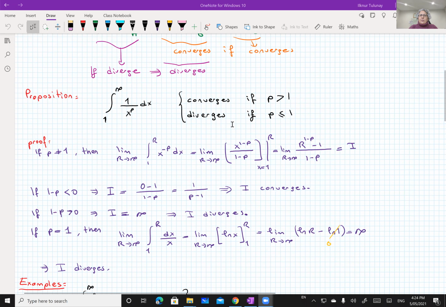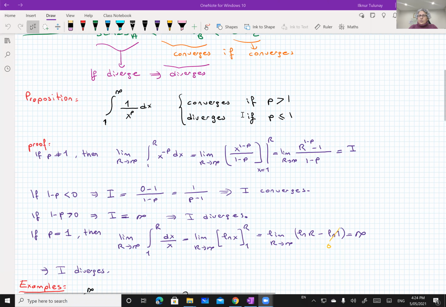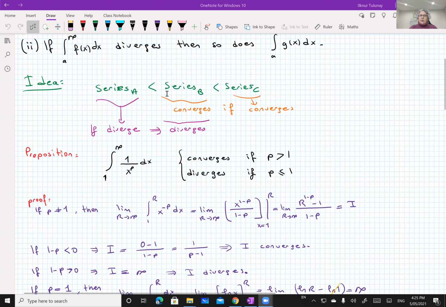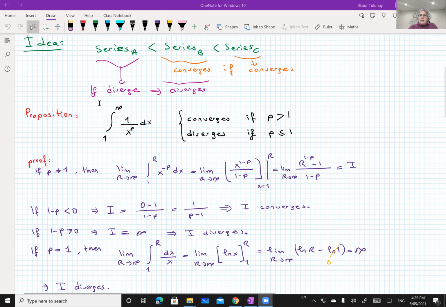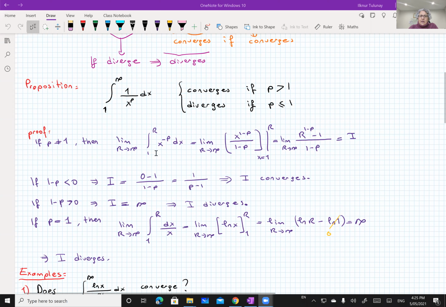Before we start doing an exercise, let's do another proposition, because in order to be able to use this comparison test, this proposition will be very handy to know. We want to have some known improper integrals in our hands so that we can compare. This proposition states that this improper integral converges if p is bigger than 1 and diverges if p is smaller than or equal to 1.